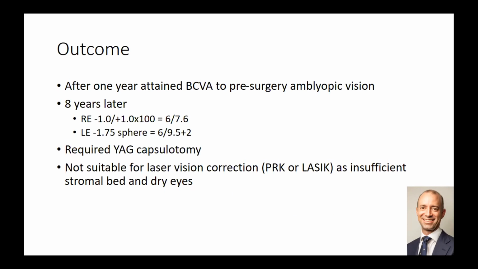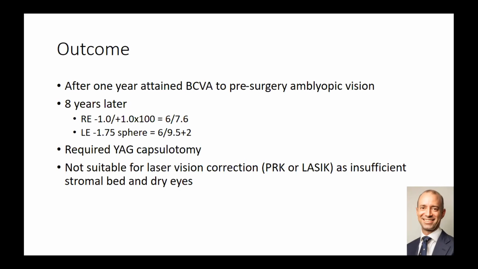After a year, she attained her best corrected visual acuity of the pre-surgery amblyopic vision of 6 on 24. But amblyopia is not just a condition that stops at 8 years of age, or even at any age in particular. And 8 years later, she ended up with visual acuity in this eye of 6 on 9.5 plus 2, almost identical to her other eye. And as you can see, she had a very similar refraction. She went on to progress into a mild myopia, which she did in both eyes, but based on the target biometry looking for emmetropia, this is still, I think, a very reasonable outcome in her.